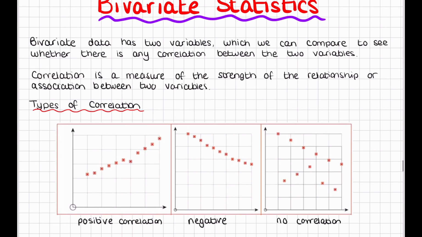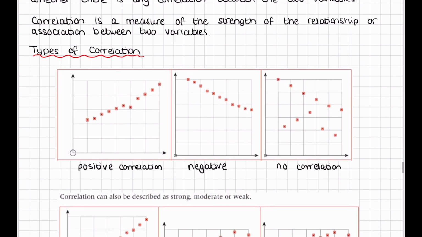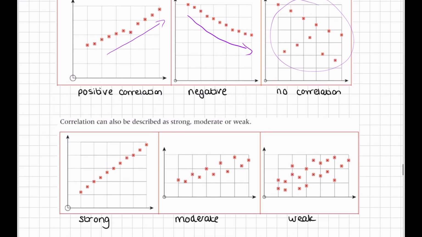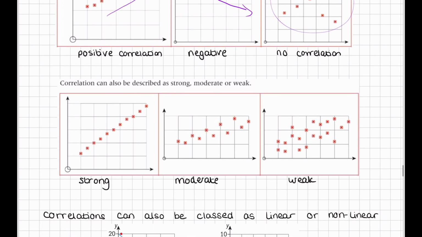We have different types of correlation. We have positive correlation, which is where the data is trending upwards. Negative, which is when it's trending downwards. And no correlation, where there doesn't appear to be a trend of upwards or downwards. Within correlation, we can then also describe it as strong, moderate, or weak.